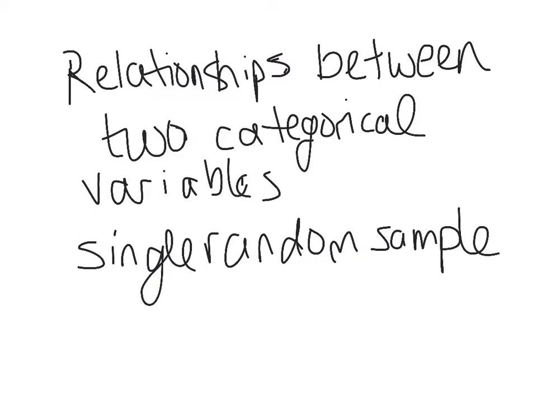So maybe you took a single random sample from the population of people in Mesquite, and then you classified something based on gender and then based on something else, maybe a preference for something. Okay, but you only took one sample, and then you classify that one sample by two different categorical variables.